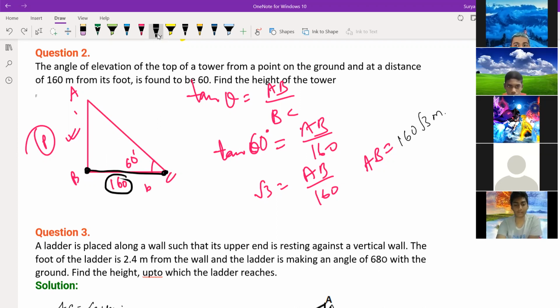Is it clear to everyone? Yes, sir. Praharshan? Yes, sir. Okay, fine. Now all of you find question number 3. I'll tell you the 68 degree value. If you are getting tan 68, I'll tell you. Just draw the diagram for question number 3.